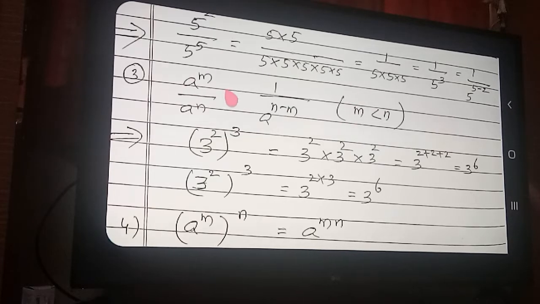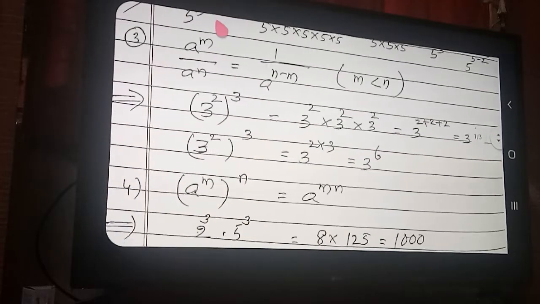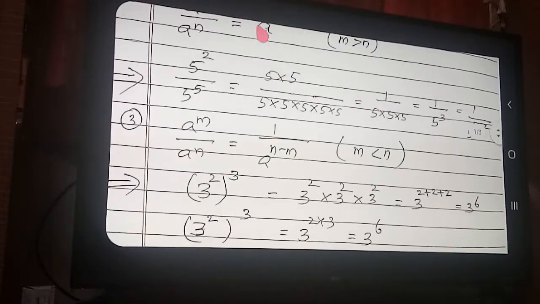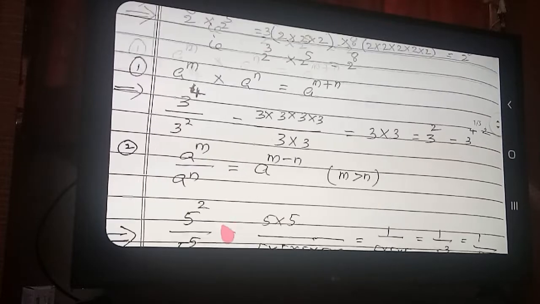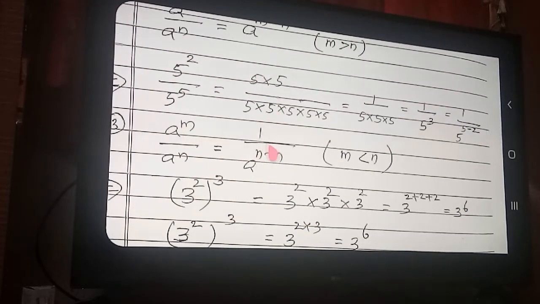Okay, let me make both the formulas clear once more. A raised to m upon a raised to n is equal to a raised to m minus n if m is greater than n. And then the downside, see, a raised to m divided by a raised to n is equal to 1 by a raised to n minus m if n is greater. The meaning is that m is less.